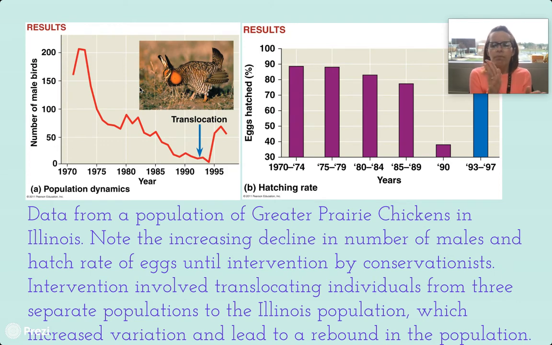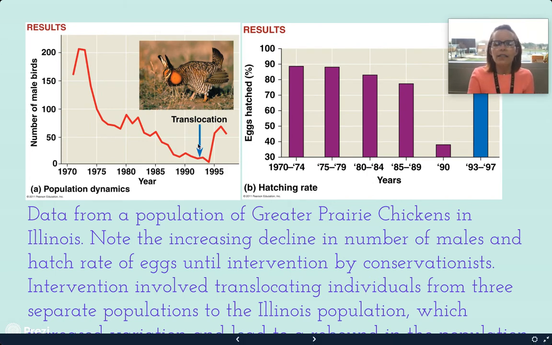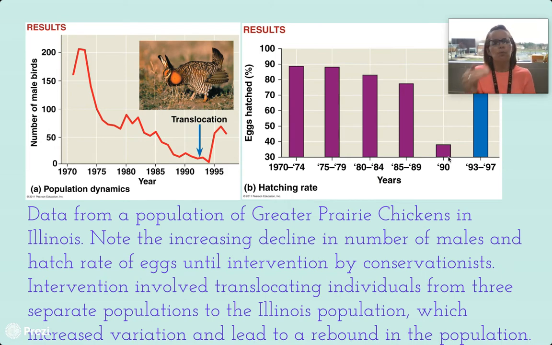In this case, these are the greater prairie chickens in Illinois. It says, note the increasing decline. What a stupid way of wording it. Increasing decline. Just a steeper decline in number of males and hatch rate of eggs. The graph on the left is the number of males, decreasing. The graph on the right is the hatching success. So the number of eggs that are hatching is just plummeting for them. By 1990, only a tiny percent are hatching.